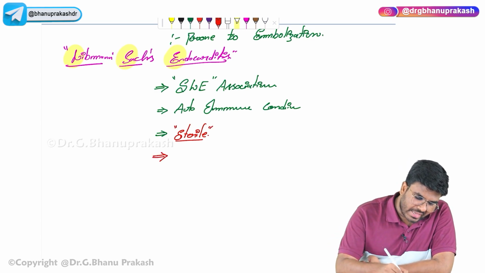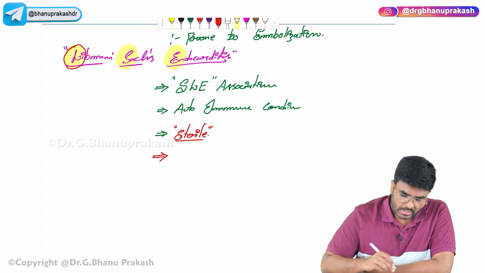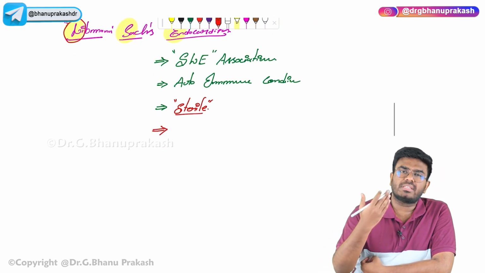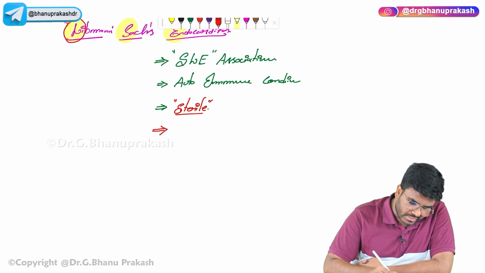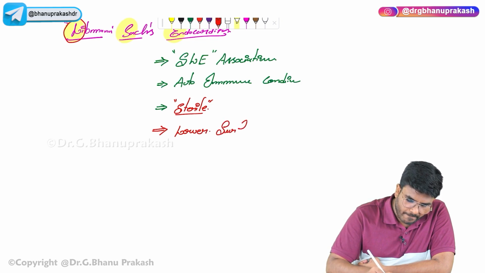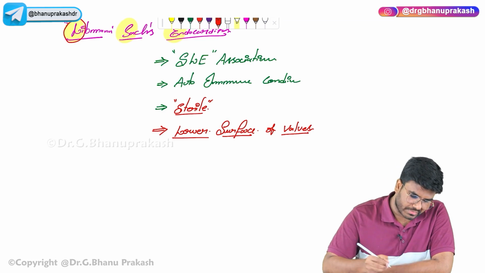Okay. So in SLE, remember the letter L. L stands for lower. So the vegetations are going to be seen on the upper surface of the wall as well as the lower surface of the wall, but mainly they are seen on the lower surface of the wall, the lower side of the walls.